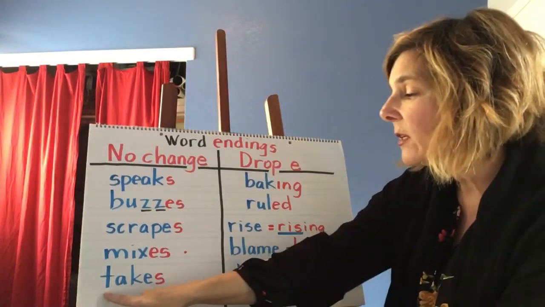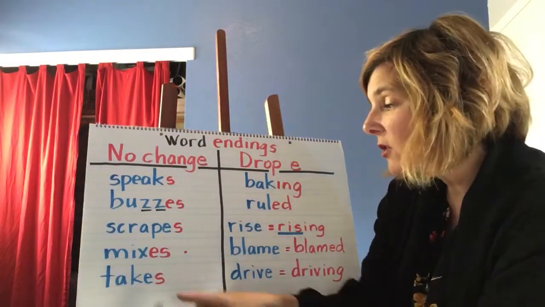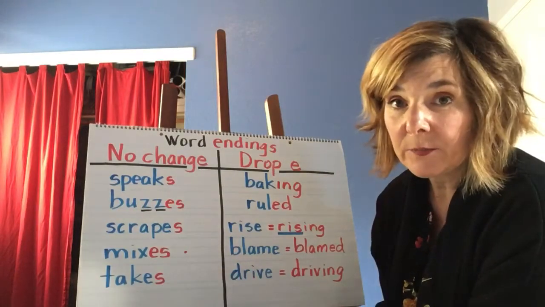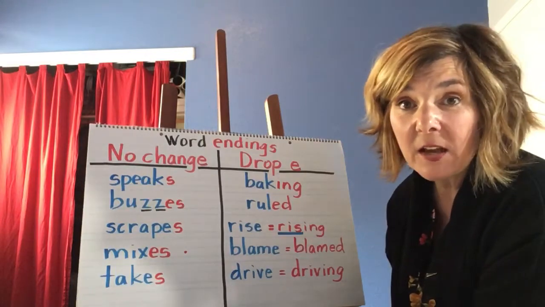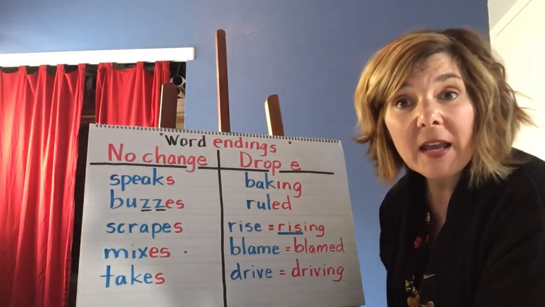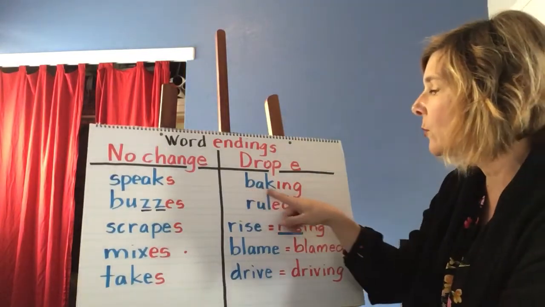And the last word, takes. Take is a word with a silent E. I didn't have to change it. I just added the S. Now let's come over here. We're either going to add ED on this side, or we're going to add ING, and the rule is that the E is dropped. Let's start with the first word.